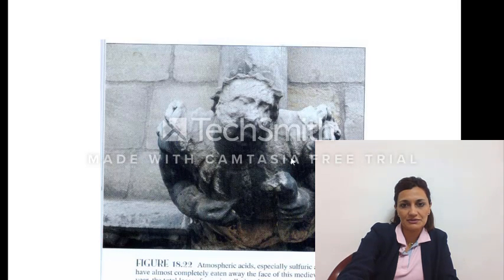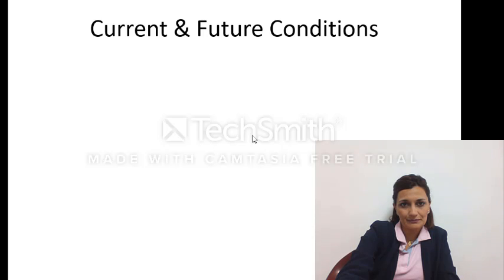Okay, here this is a description of a monument that is affected by acid rain. We cannot even identify the traits of the face. Okay, the eyes, the nose, they are being corroded.